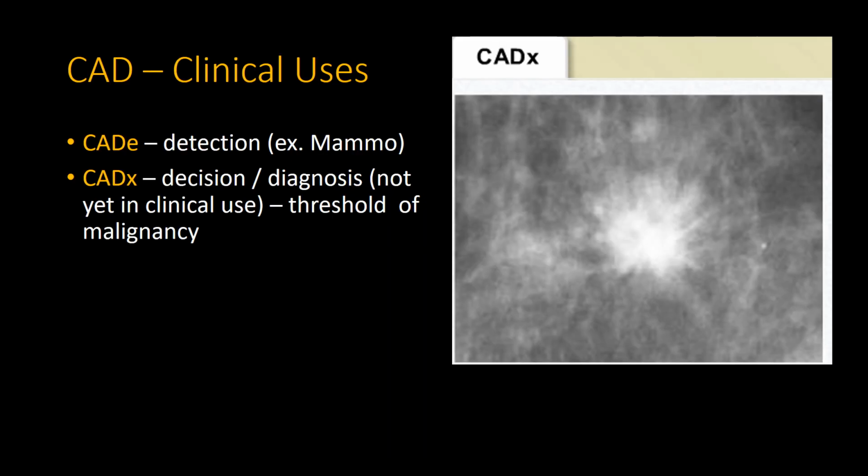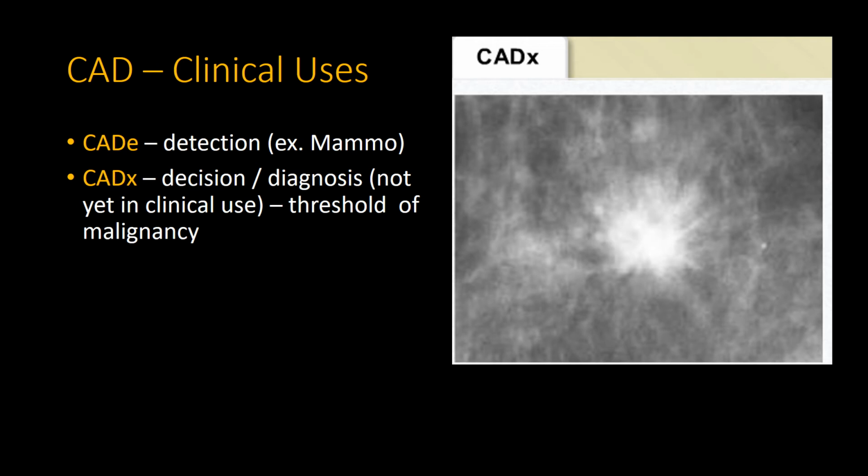There are two basic uses in CAD. CADe is detection, which is like what's used in mammography. It's used to find spiculated masses or suspicious calcifications. I'd say most of the CAD programs in development right now are just detection.